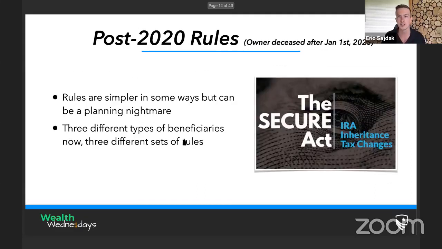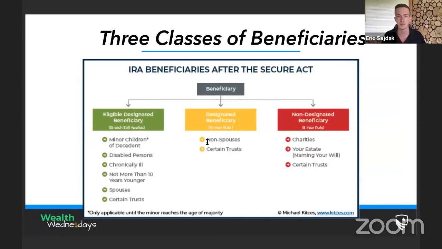Well, what are the Secure Act changes? They're simpler in some ways, but can be a real tax planning nightmare. We'll talk about why, but essentially they're simpler as far as the rules that you have to follow for RMDs. They can be a little bit more complex because they essentially created 3 different types of beneficiaries now, and each have a different set of rules. So what are the 3 classes of beneficiaries? You first have what would be called beneficiary royalty, they're often referred to. They have the most options when deciding how to take their RMDs. This would be this first category here.